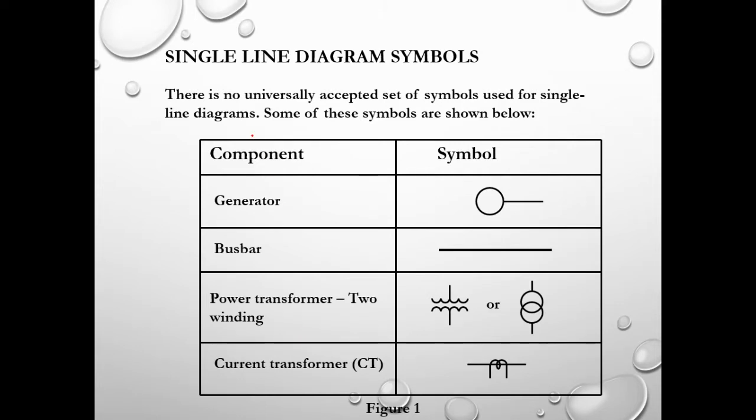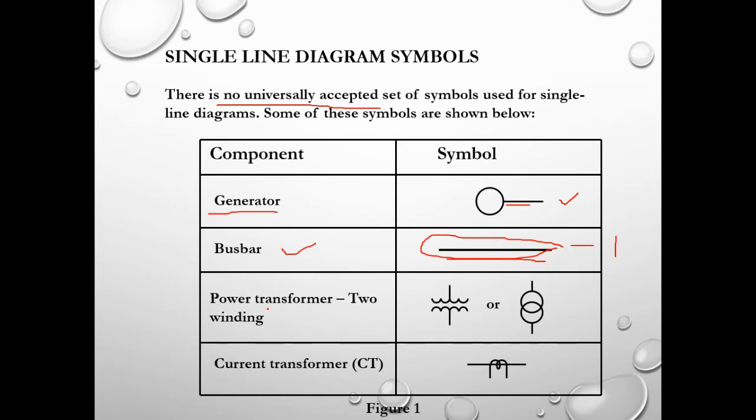Alright, these are some of the symbols, for example. But there is no universally accepted set of symbols used for single line diagrams. Somehow these are the symbols we could easily understand when we go through components like the generator. So this is a solid symbol, a circle with a horizontal line, for example. And then we do have the bus bar. Okay, this is a bold straight line again. It can be horizontal as well as vertical.